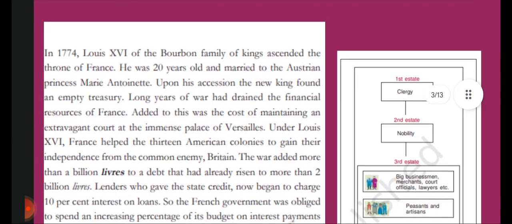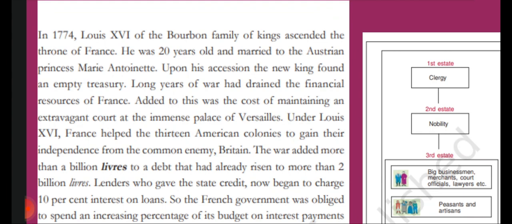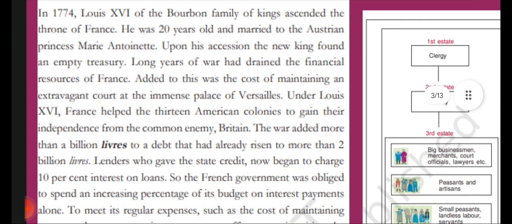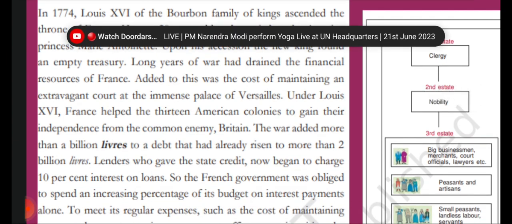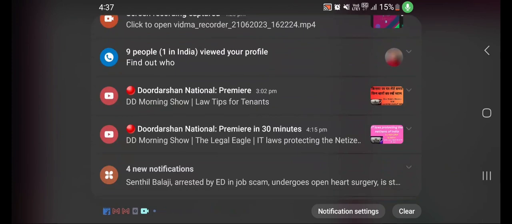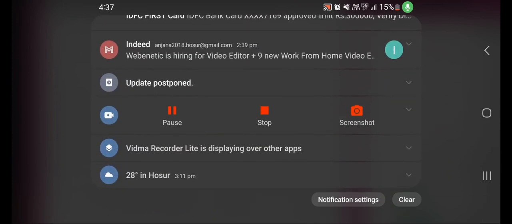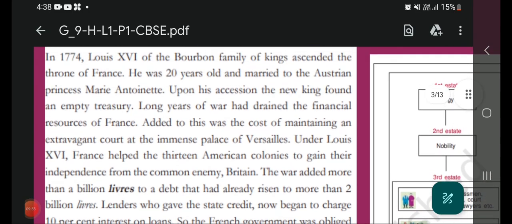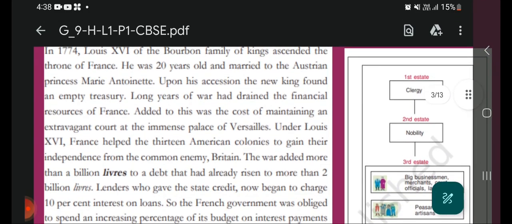So who was this king who lived in the Bastille? Who was this king who traumatized people, or who made people attack him? In 1774, Louis XVI of the Bourbon family of kings ascended the throne of France. He was 20 years old and married to the Austrian princess Marie Antoinette. Upon his accession, the new king found an empty treasury.